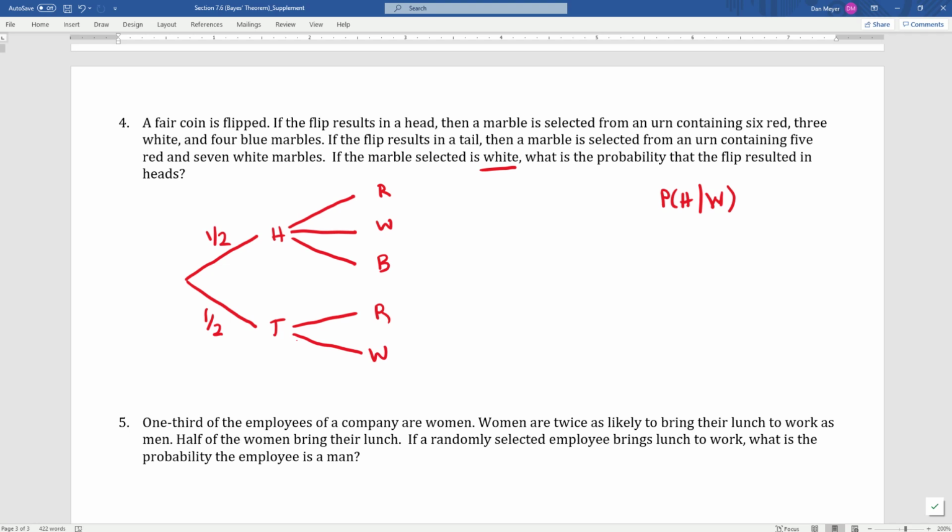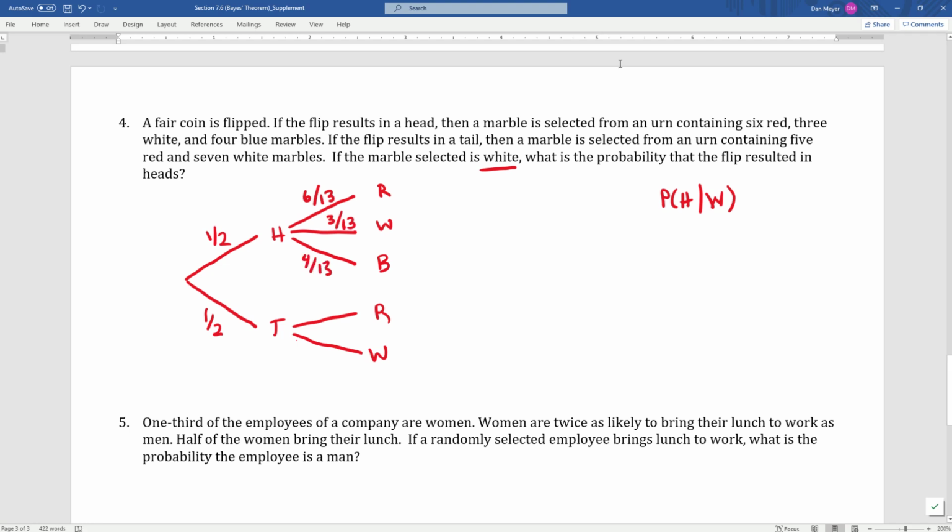All right, so the probability, if I flip a head and I'm pulling out of this first urn, there's 6 red marbles out of a total of, it looks like 13. 6 plus 3 plus 4 is 13. So the probability that I pull a red marble after flipping a heads is 6/13. Similarly, the probability of a white marble after flipping a head is 3/13. And the blue marble would be 4/13.